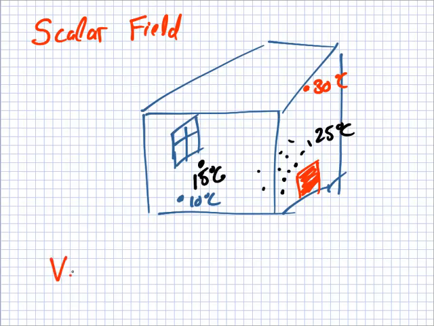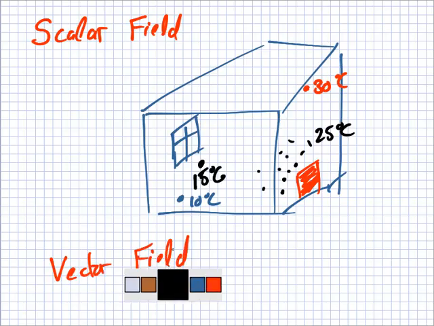So what do you think a vector field might be? What could that be? Yeah, so what might be an example? A simple example that you know.